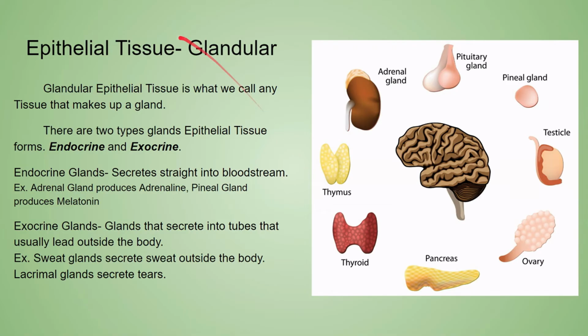Moving on to glandular, it's very important when it comes to the body because it makes up your glands, as you could probably tell by the name. And it's a lot simpler than primary, but it's still just as important. Glandular epithelial tissue is what we call any tissue that makes up a gland. There are two types of glands epithelial tissue forms, endocrine and exocrine. Endocrine glands secrete straight into the bloodstream.